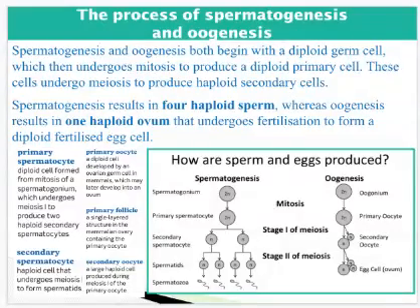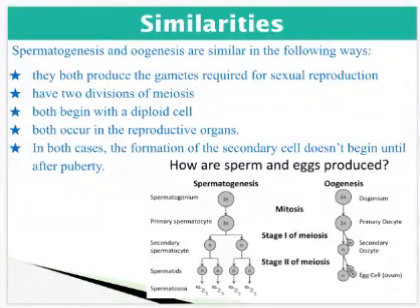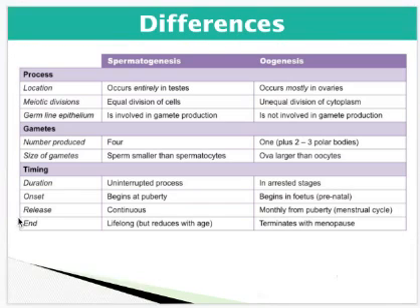So let's look at some similarities between those processes. They are similar in the following ways. They both produce the gametes required for sexual reproduction. They both have two divisions of meiosis. They both begin with a diploid cell. They both occur in the reproductive organs, and in both cases, the formation of the secondary cell doesn't begin until after puberty.